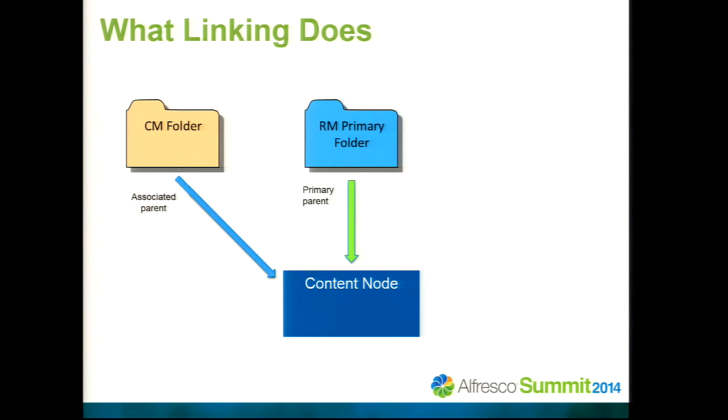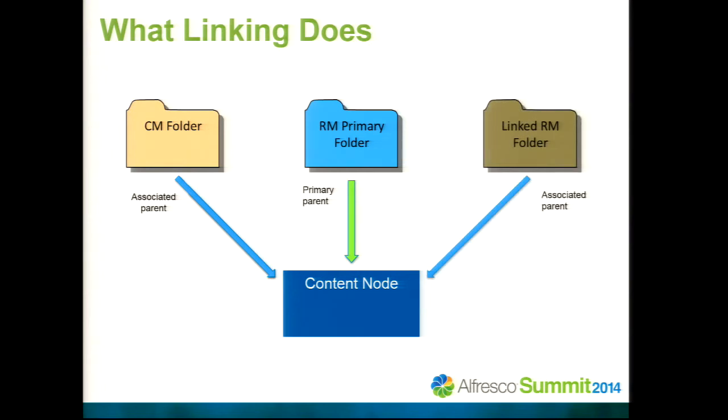When you move it to the records management system, or you create a record, the primary parent shifts to a folder in the records management system, and then a secondary association is made back to the content management system. That allows you to still see the content node in the content management system, but now the primary parent that controls things is the records management system. And if you make another link to another folder in RM, it just makes another association, and that's also a secondary link.